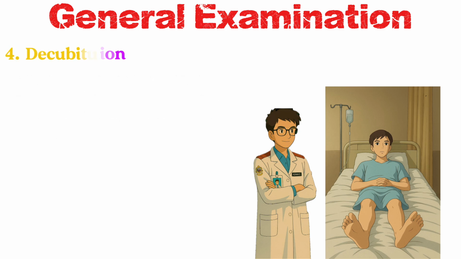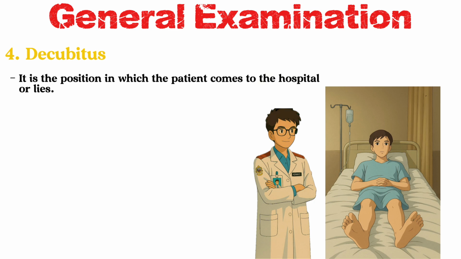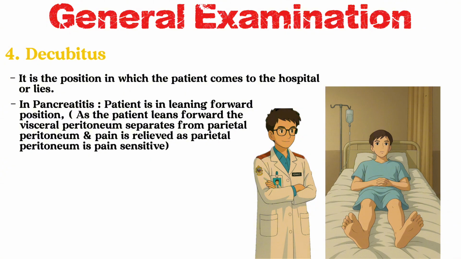Fourth is decubitus. It is the position in which the patient comes to the hospital or lies on a bed. For example, in a patient with pancreatitis, the patient lies in a leaning forward position. As the patient leans forward, the visceral peritoneum gets separated from the parietal peritoneum and pain is relieved.